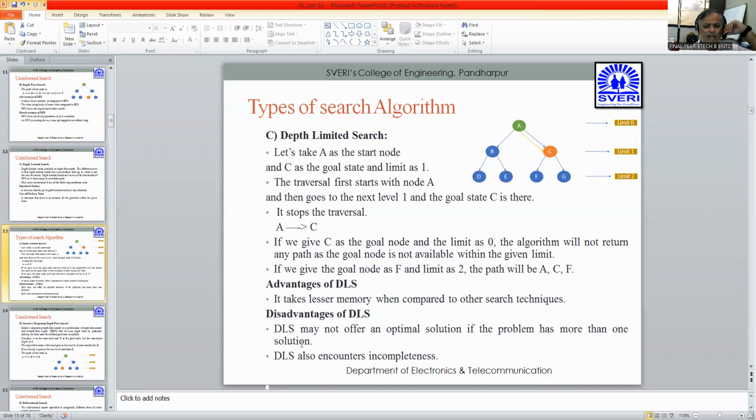And DLS also encounters the incompleteness. So after looking at it a bit, we find out whether this algorithm works completely or not. So you can find that there is some incompleteness in this type of algorithm. So these are some of the disadvantages. It may not give an optimal solution, and it also encounters the incompleteness. These are the two limitations that DLS search algorithm will have.